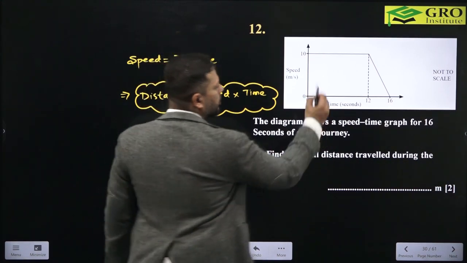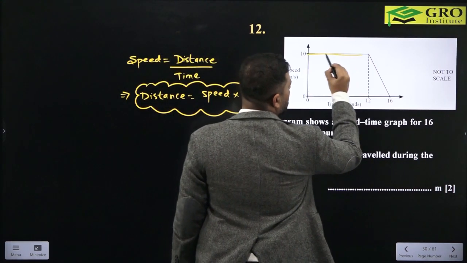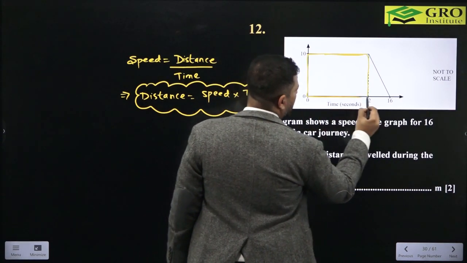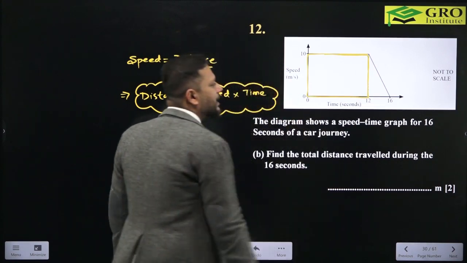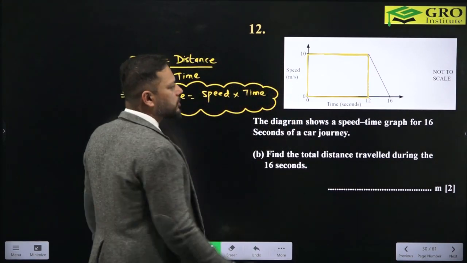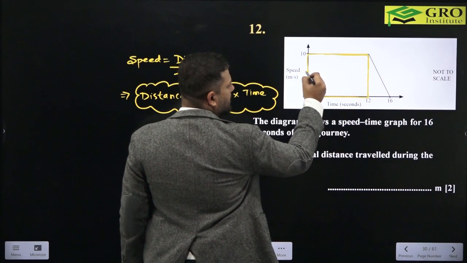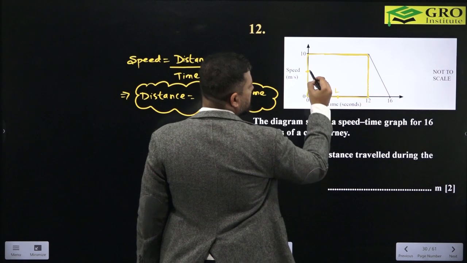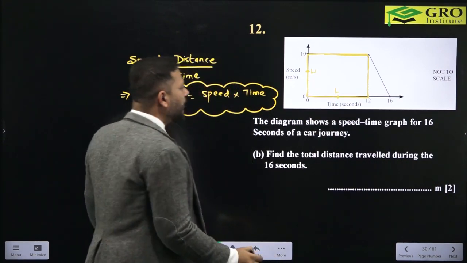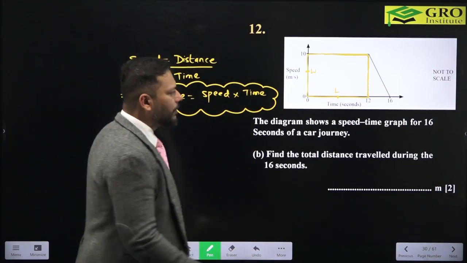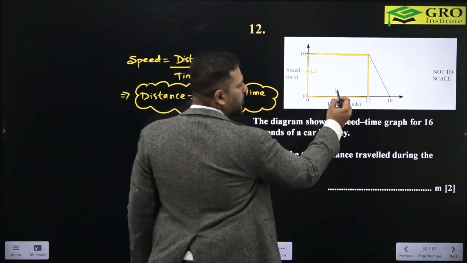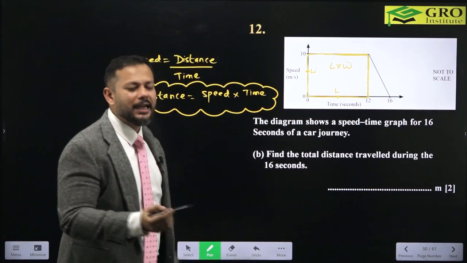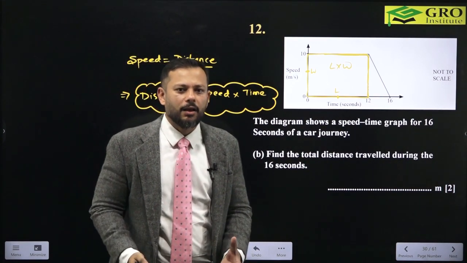If I talk about this figure, first of all, what is this figure, guys? This figure itself is a quadrilateral, or I should say a rectangle, right? And this speed behaves as the width of this rectangle, and time is like the length. If I multiply speed with time, I am actually multiplying length with width. And what is length times width? It actually is the area of the rectangle, isn't it?